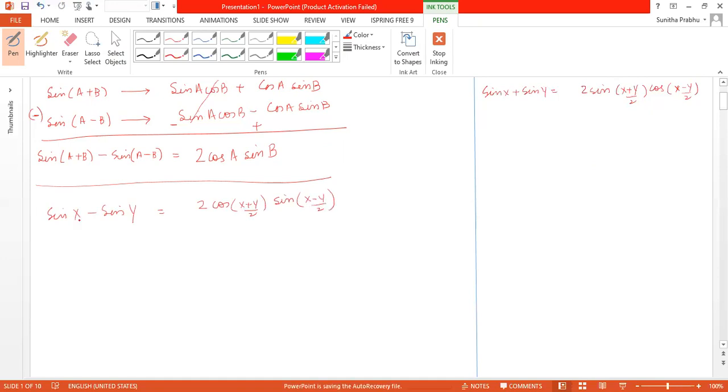Okay, sine of one angle minus sine of another angle is equal to 2 cos. Here you get sine and sum. Here you will get cos and sum, sine and difference. Okay, just please make a note of this.